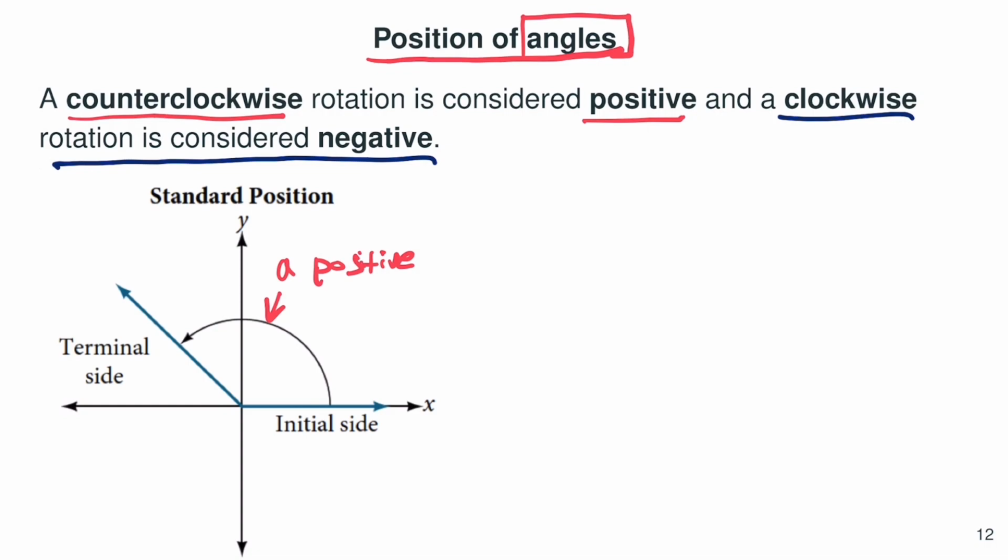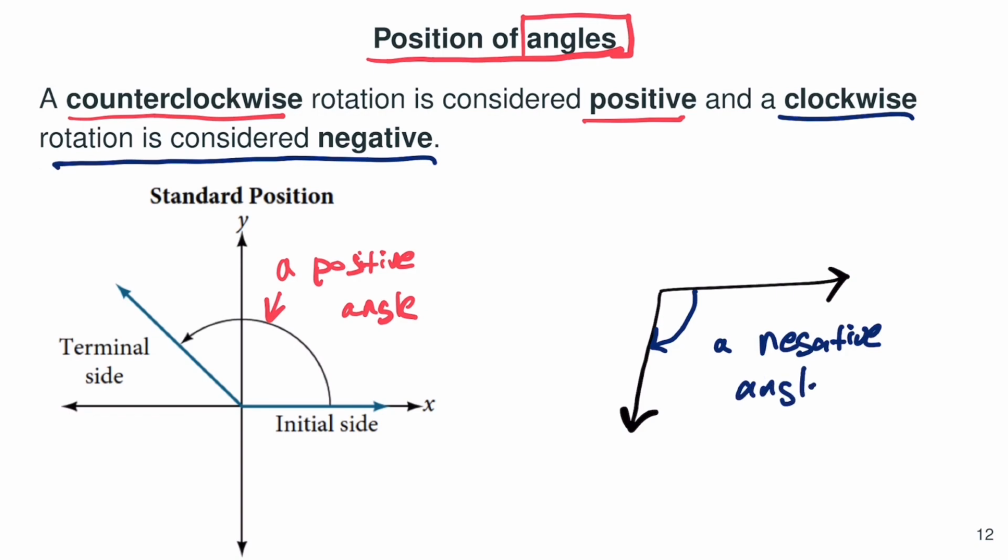Oops, forgot the positive angle. So how would the negative angle look? Start from here. If we go this way, clockwise, we have a negative angle. So maybe I have an angle that ends right here. This will be a negative angle.